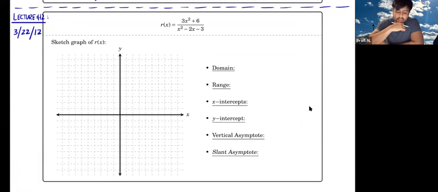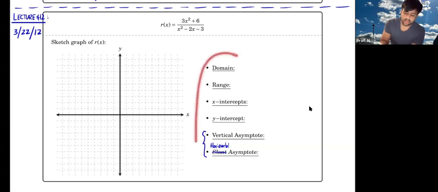So we have r of x equals 3x squared plus 6 all over x squared minus 2x minus 3. And there's a little typo here, so you guys can fix that. It should say horizontal, not slant. We're not there yet. So that's a typo. It's a horizontal asymptote. So those are the first few things that, even though it's at the bottom of these bullet points here, it's kind of the first thing most likely that you'll have to figure out, because once you figure these things out, then you can figure out the domain and range.